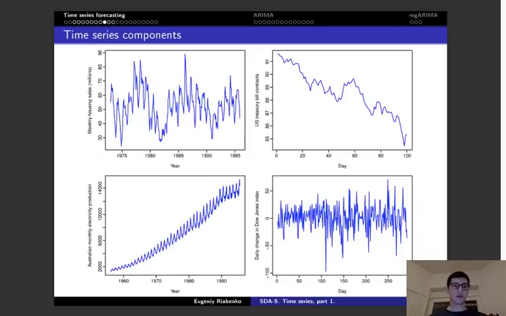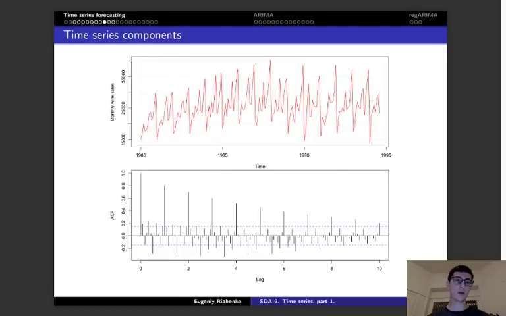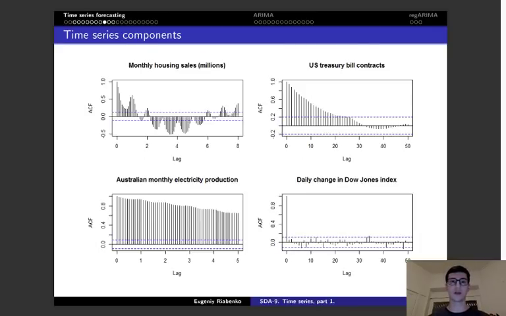So those are some examples of time series. Let's take a look at their properties. We can build autocorrelation functions to examine the properties of different time series. These ACFs, autocorrelation functions, will depict different properties of time series. So here we depict 4 different autocorrelation functions, and by the look of each autocorrelation function, we can see different properties of the time series.